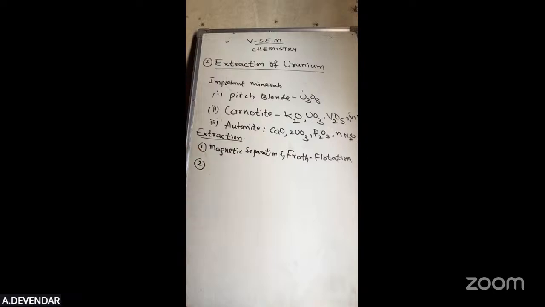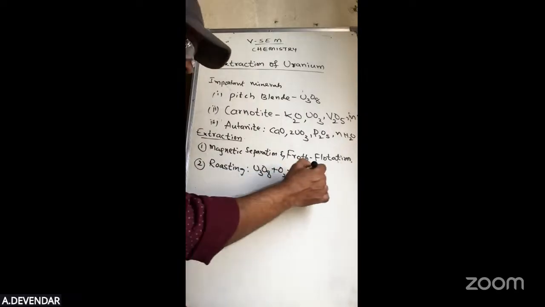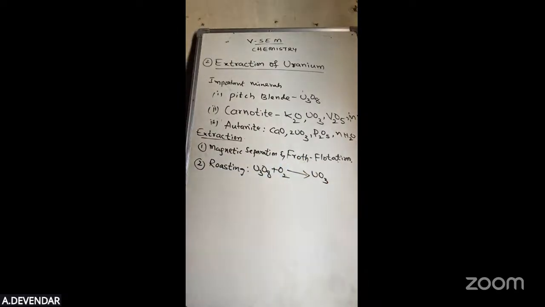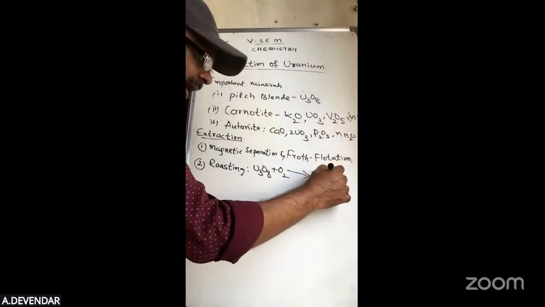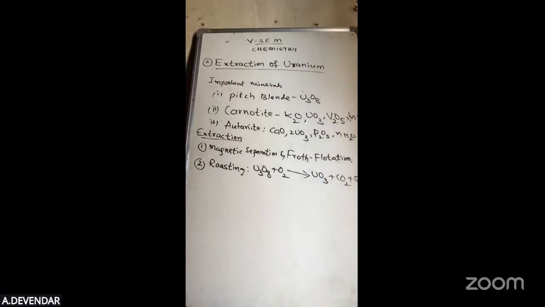Next is the roasting method. That means after getting the concentrated ore, we are doing the roasting step. Roasting means we use pitchblende, U3O8. It is roasted in the presence of oxygen. You are getting UO3, and the other impurities present, carbon dioxide and sulfur dioxide, are removed from this process by means of the roasting method.